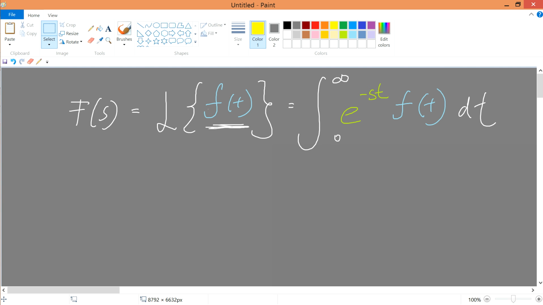And what exactly is F(s)? This is some function in terms of Laplace variable s. You can also rewrite this as the Laplace transform of a certain function in terms of time, which equals, as I said earlier, this whole thing dt. It is the Laplace transform of a certain function. So you're going to transform a certain function using Laplace transform.